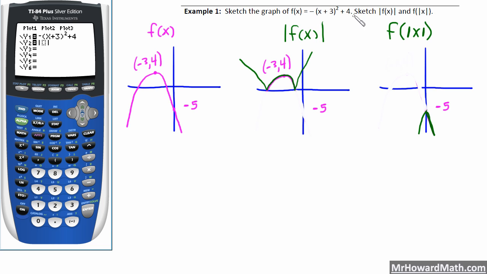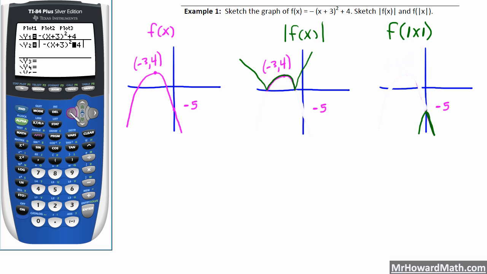So we're going to put this whole thing in there this time. So negative parentheses x plus 3 quantity squared plus 4, all of that, everything is inside the absolute value bars because I'm taking the absolute value of the full f of x function.